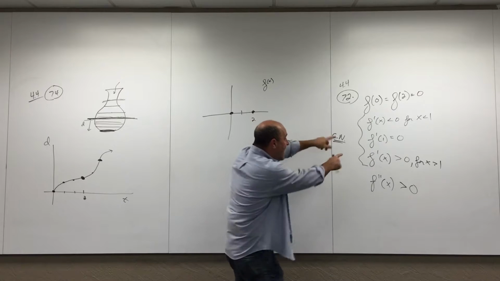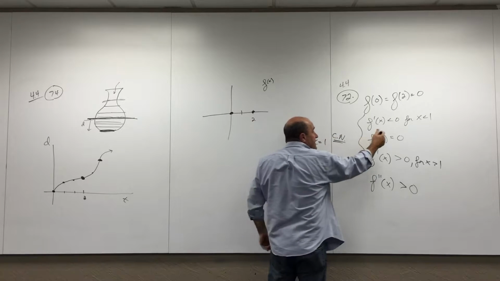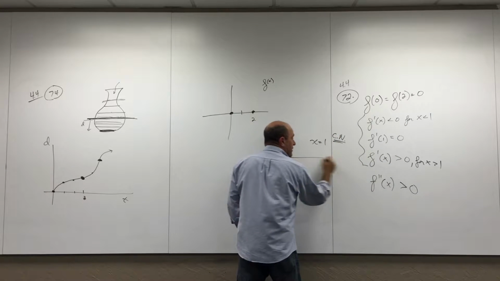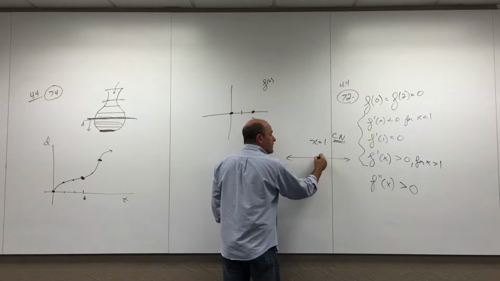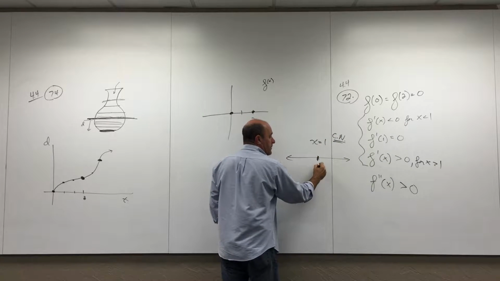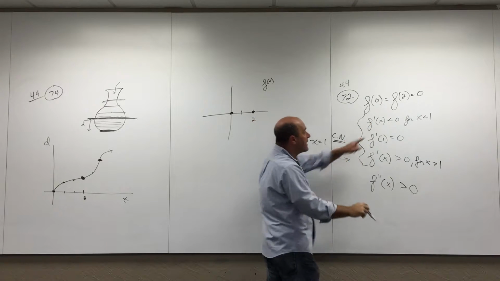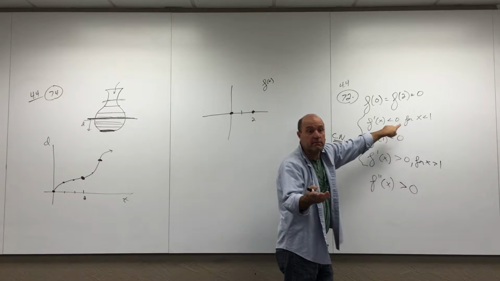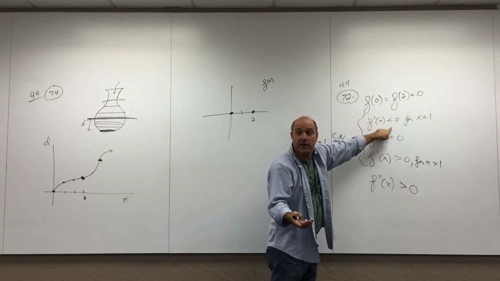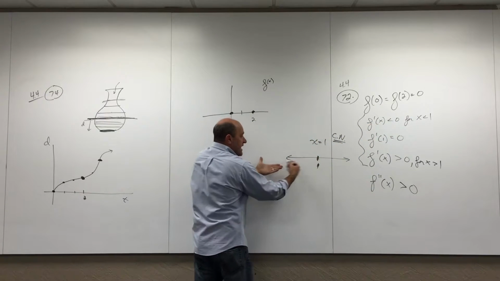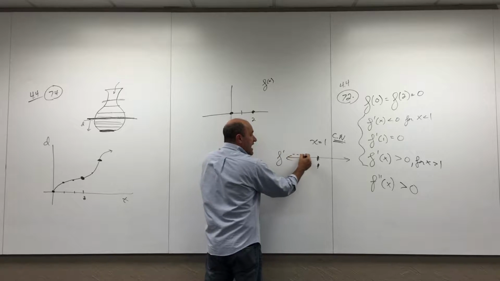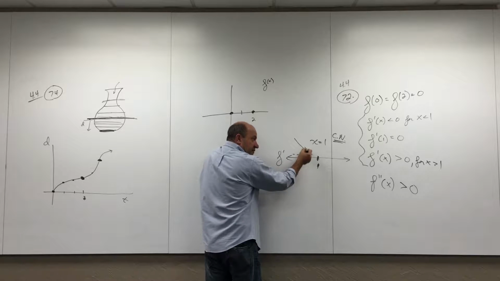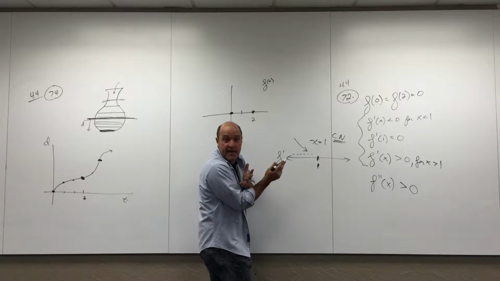Well, guess what? That's kind of what they're doing for me here. If I read this information, maybe I should draw a number line and see what they're saying here. This number 1 is my critical number. But look what they're saying. When x is less than 1, the derivative is negative. If the derivative is negative, the function's decreasing.